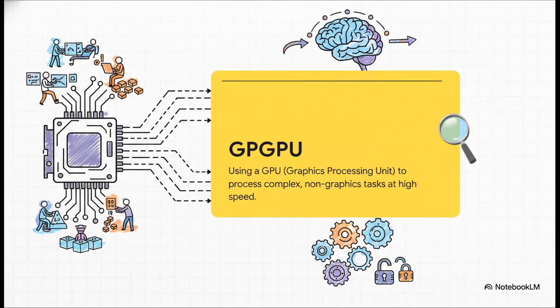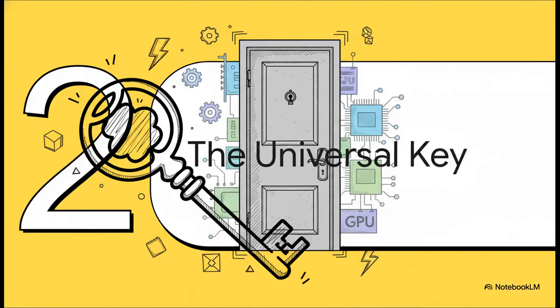And that brings us to this really key idea, GPGPU. It stands for General Purpose Computing on Graphics Processing Units. It's basically the concept of giving that giant GPU workforce jobs that have nothing to do with graphics. But here's the catch. How do you actually talk to that workforce if you're not a game developer? How do you unlock all that power? And that's where we need some kind of universal key.